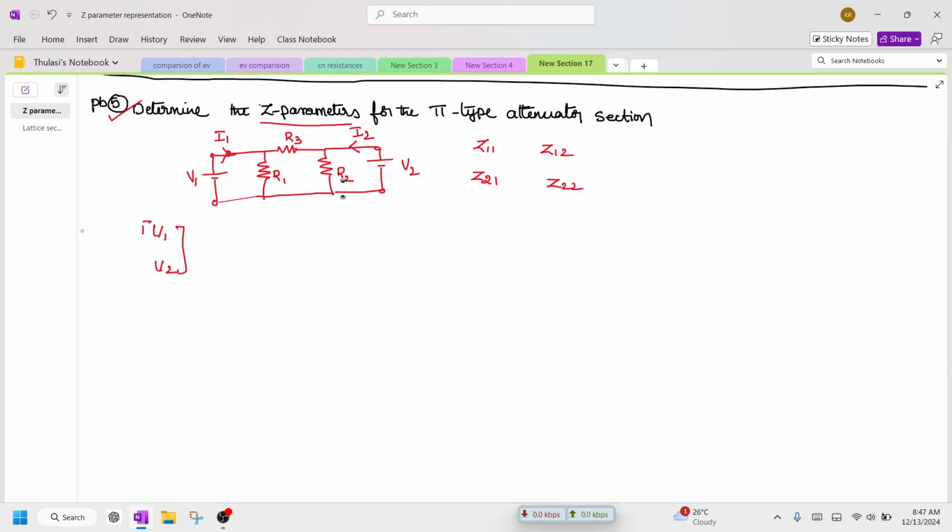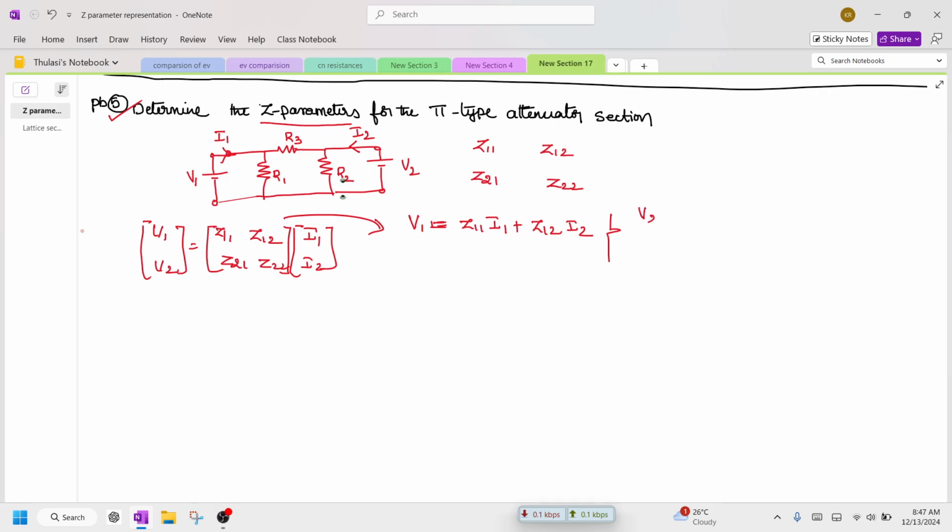V1 and V2 are equal to the matrix Z11, Z12, Z21, as well as Z22, multiplied with I1 as well as I2. So from this matrix, the value of V1 is equal to Z11 I1 plus Z12 I2. It's one equation. And the next equation is V2 is equal to Z21 I1 plus Z22 I2.